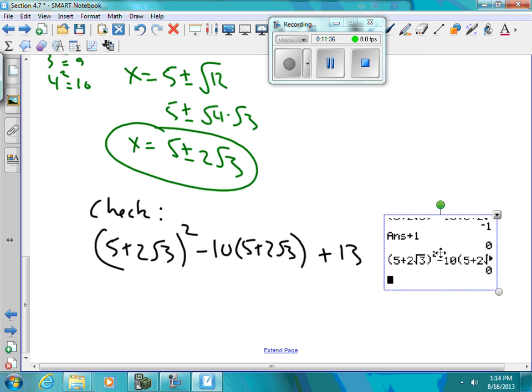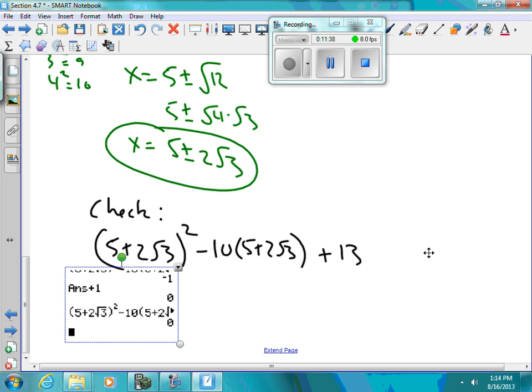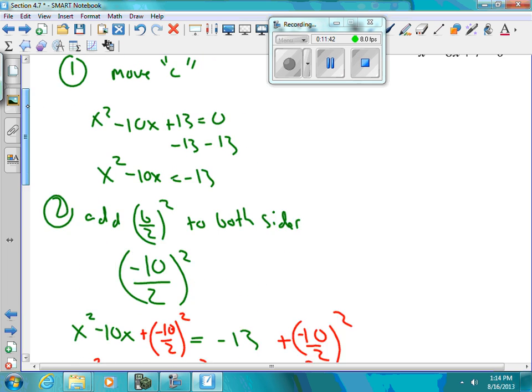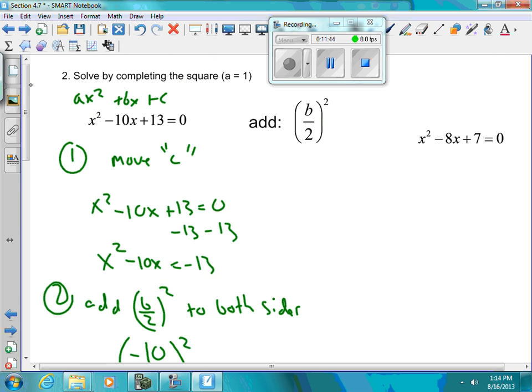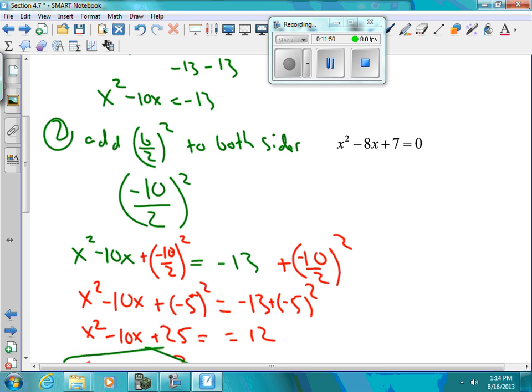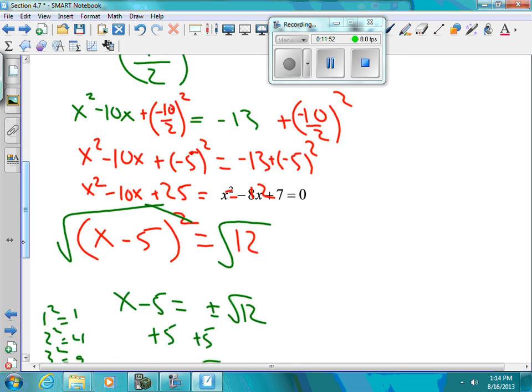We can check it using a calculator. I'm not going to put the 5 minus 2 square root of 3. You can try that one on your own. Okay? So I know that seemed a little tricky probably. Let's try this one. Try dragging it down here where I have more room to write.